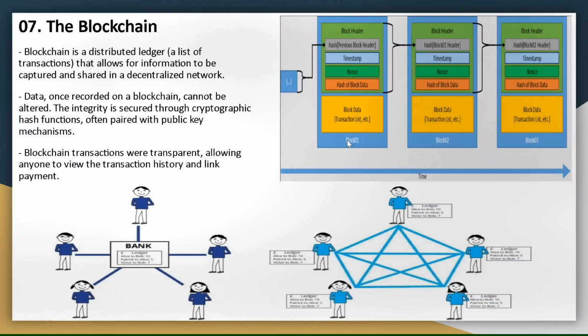So you can see this completes block 1. Another block will have the hash of this block. There's block 1. As you can see, the hash of block 1, the timestamp, and the hash of block data, and the further block will have the hash of this data.